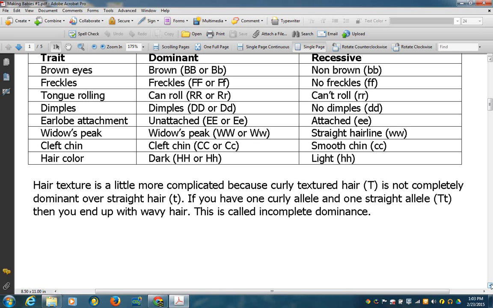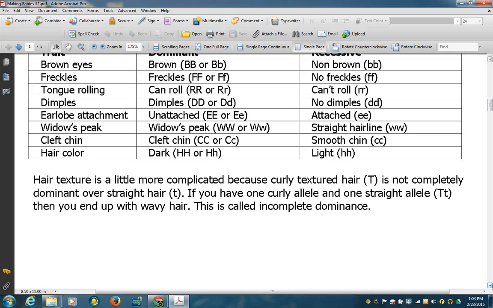This is the case where we're talking about incomplete dominance. That's where one allele is not completely triumphant over the other. It doesn't completely mask the other allele. Let's continue.